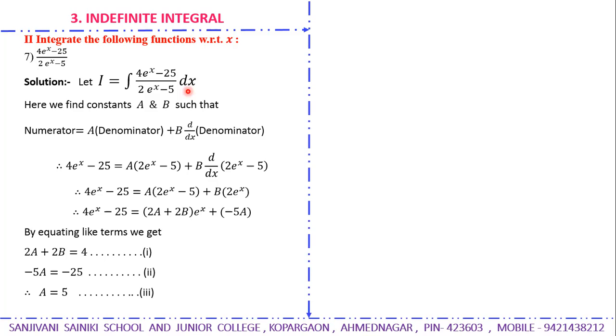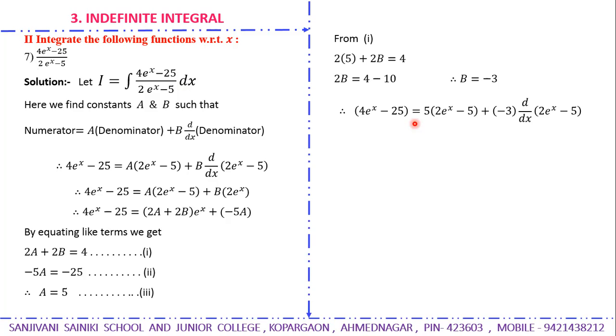Then what will we do? We will equate the like terms from both sides. The coefficients of the like terms: 2a plus 2b is equal to 4 and minus 5a is equal to minus 25. So 2a plus 2b is equal to 4 and minus 5a is equal to minus 25. We get a is equal to 5. So put a is equal to 5 in one of the equations. You get b is equal to minus 3.